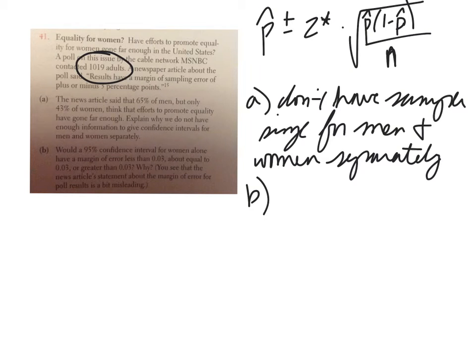Part B says, would a 95% confidence interval for women alone have a margin of error less than 0.03, about equal to 0.03, or greater than 0.03, and why? You can see the news article statement. Okay, so the margin of error is this part of the formula.